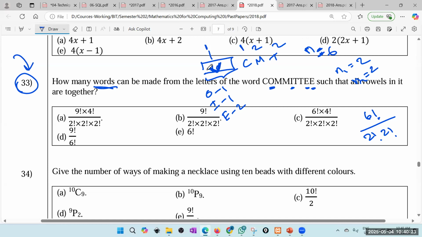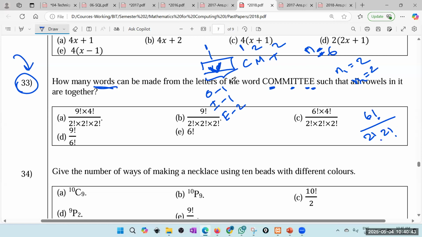That is factorial 6, because we took it as one block: 2, 2, 1, 1, so 6, divided by factorial 2 for the M's and factorial 2 for the T's. That is arranging, taking this as a block. Now for each arrangement, we can rearrange these letters inside this block.